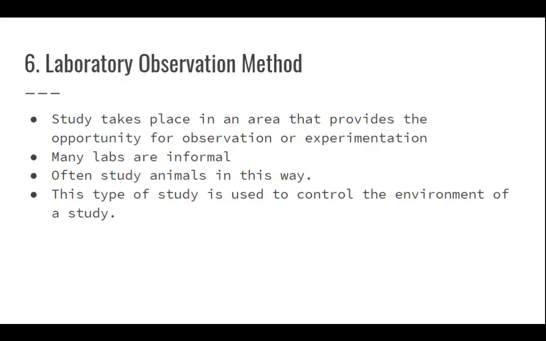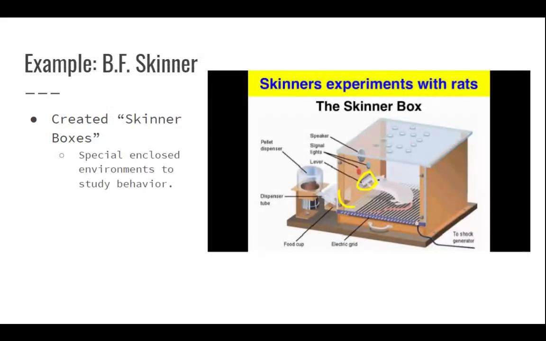Then you have the laboratory observation method. This study takes place in an area that provides the opportunity for observation or experimentation. Many of the labs are informal. Often, study of animals is used in this way. And this type of study is used to control the environment of a particular study. An example is this Skinner box created by B.F. Skinner. This is a special enclosed environment that allowed him to study the behavior of animals.